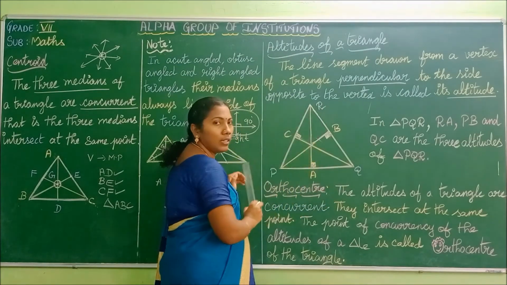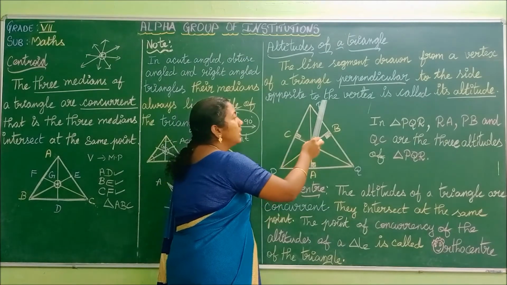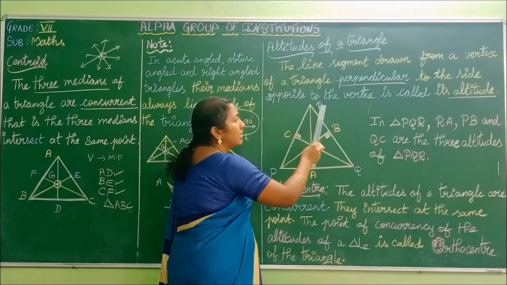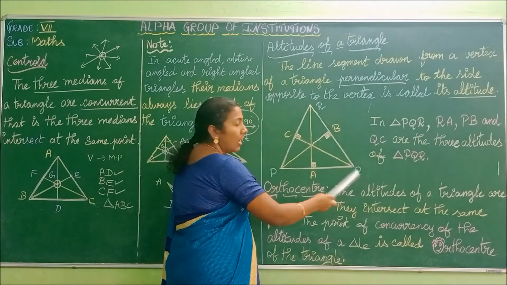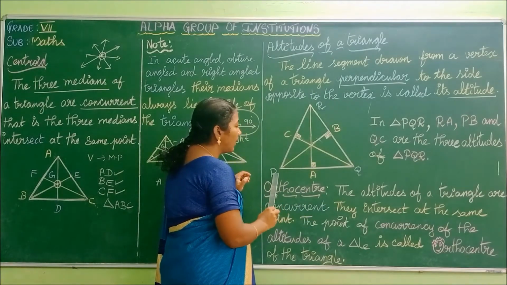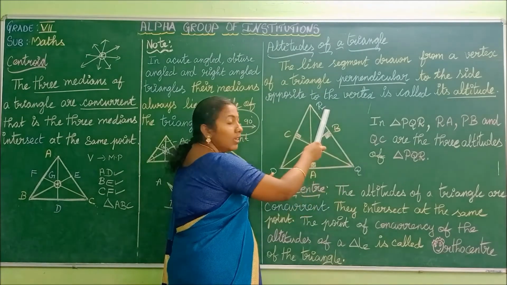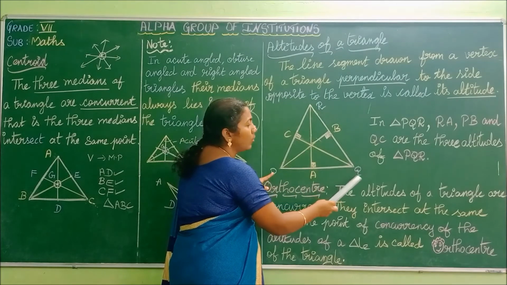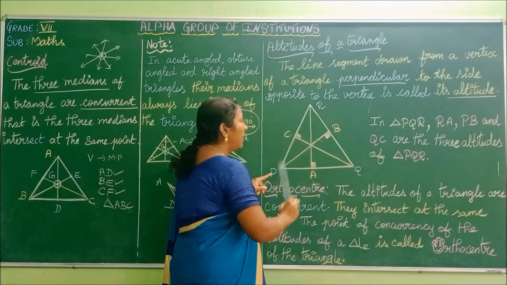P, Q, R are the three vertices. And which is the opposite side to the vertex R? PQ. And which is the opposite side to the vertex P? QR. Which is the opposite side to the vertex Q? PR.